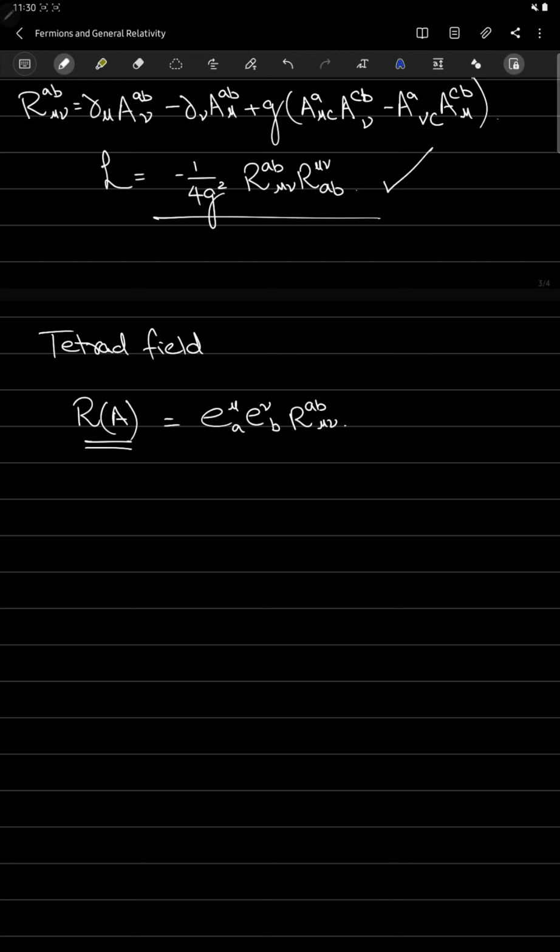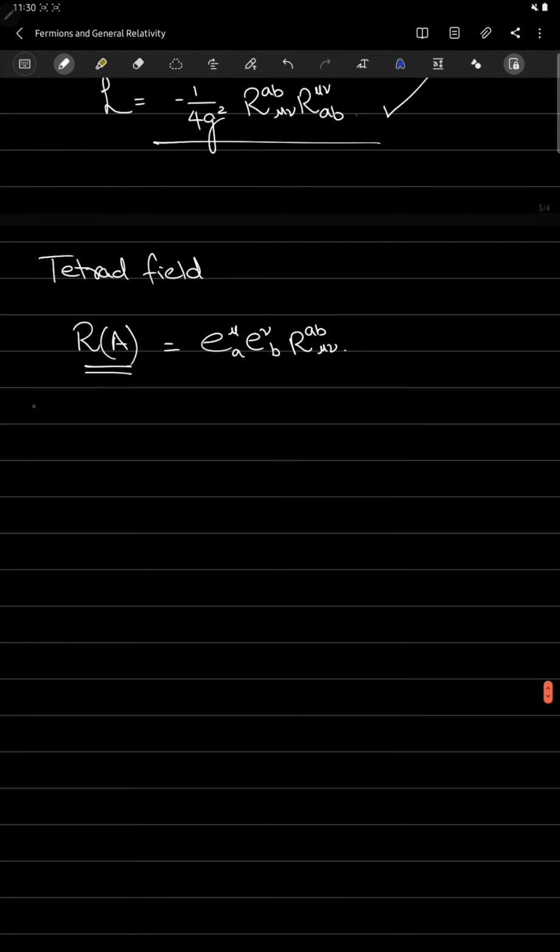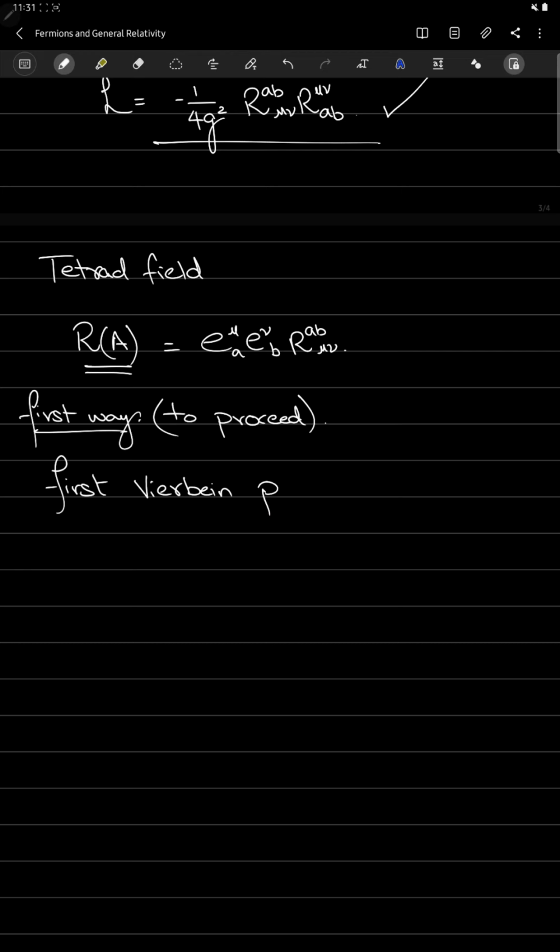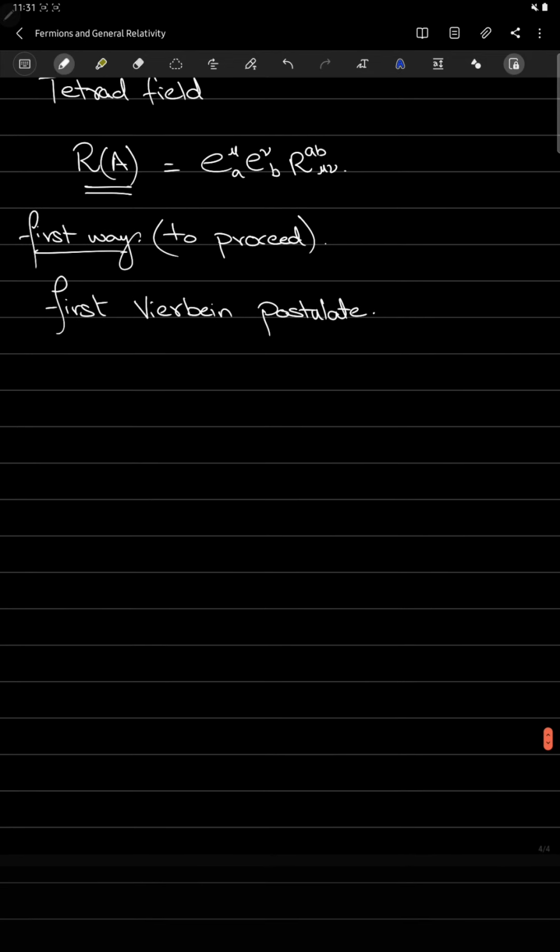So with this at our hand, we have two ways to progress further. Let me start with the first way to proceed, and that is to simply impose the first Vierbein postulate, and I will not get into the details of this right here. In fact, if you want, I would not mind making a lecture on the tetrads, the tetrad formalism.